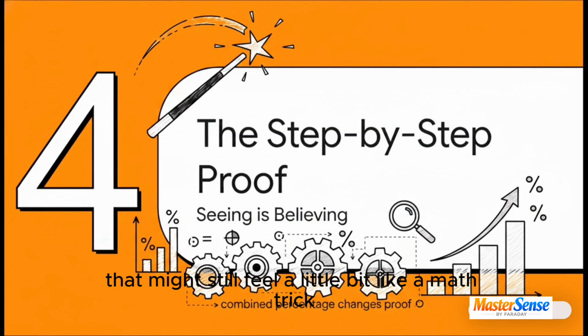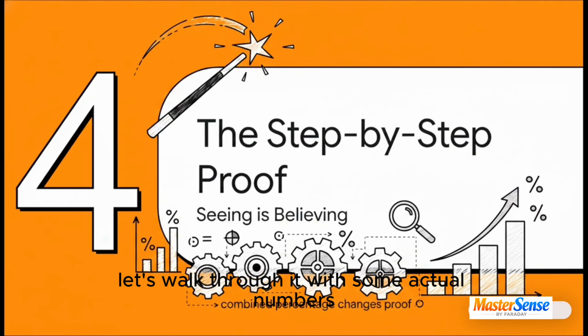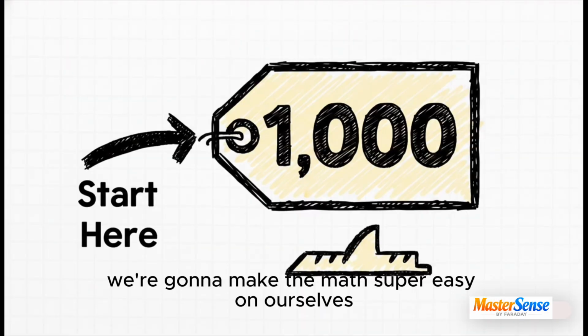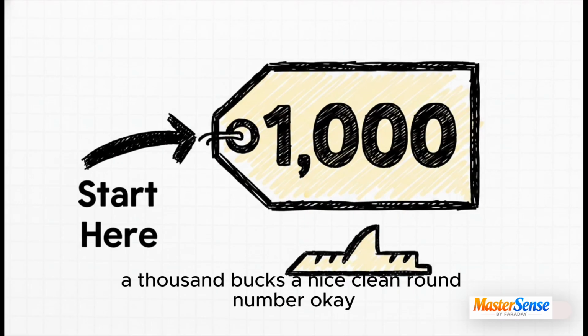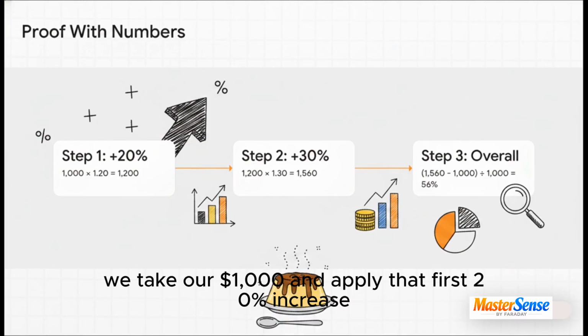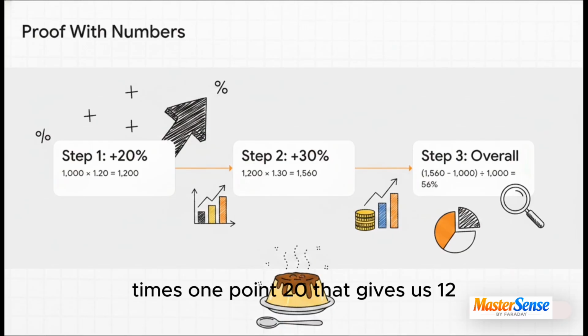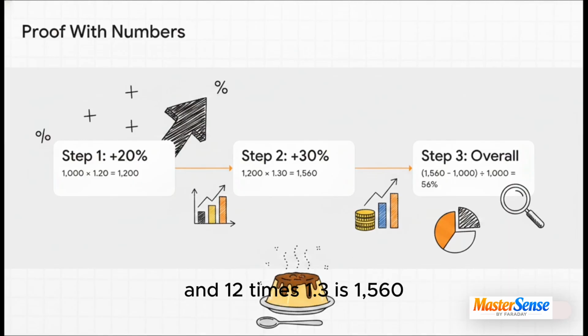Okay, I get it. That might still feel a little bit like a math trick. So you know what? Let's prove it. Let's walk through it with some actual numbers because seeing is believing. We're going to make the math super easy on ourselves. Let's just pretend the item we're talking about originally cost $1,000. A nice, clean, round number. Okay, step 1. We take our $1,000 and apply that first 20% increase. Times 1.20, that gives us $1,200. Now for step 2, and this is key, we apply the 30% increase to that new price of $1,200. And $1,200 times 1.3 is $1,560.